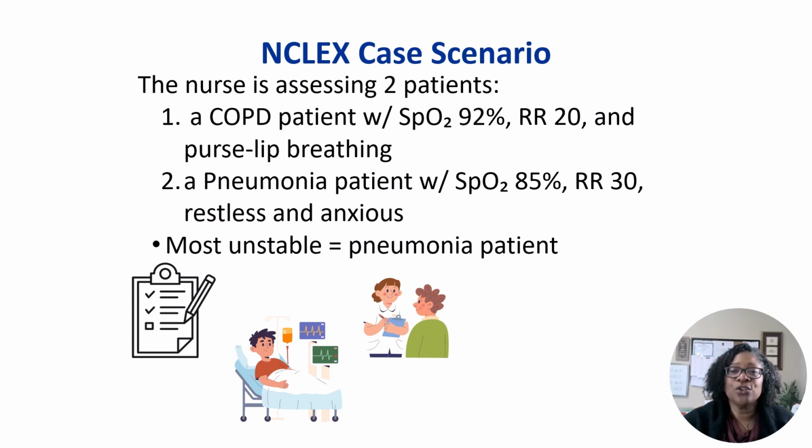Okay, let's do a quick scenario, and let's see what you may see on the test or on the NCLEX. So you're a nurse, you're assigned two patients. One patient has COPD. They have a respiratory rate of 20, oxygen saturation of 92%, and they're using pursed lip breathing. Now your second patient has pneumonia, and they have a respiratory rate of 30, an oxygen saturation of 85. They're restless and anxious. So which person would you see first?